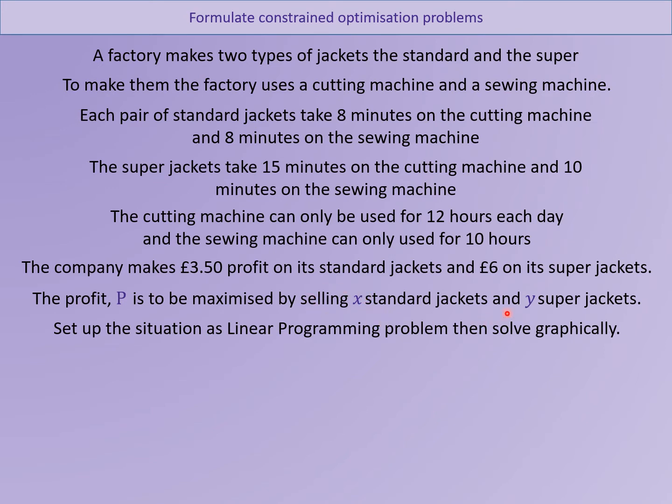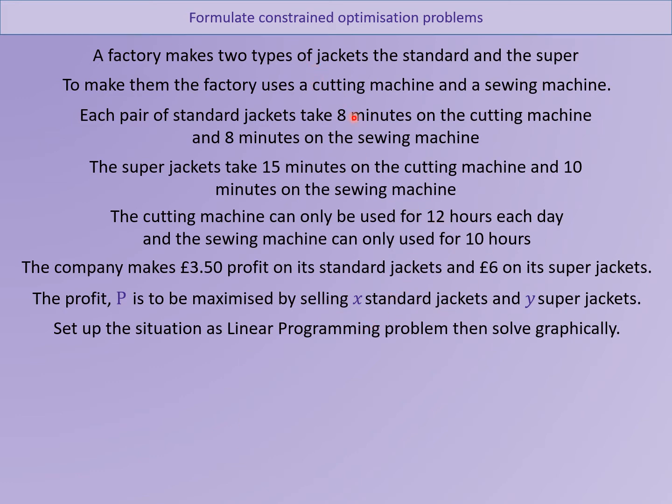Now the inequalities you should definitely get straight away are that you can't make a negative number of jackets. So we know that X is always going to be greater than 0 and that Y is always going to be greater than 0 as well. And the way we should always look at this is not bringing any other letters or variables into it. We should only be using X and Y.